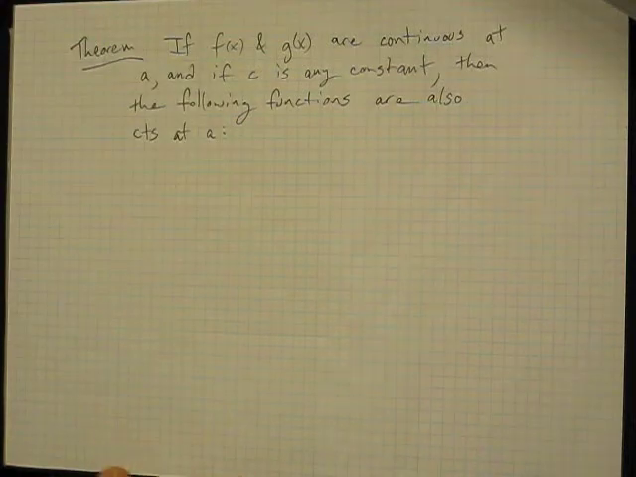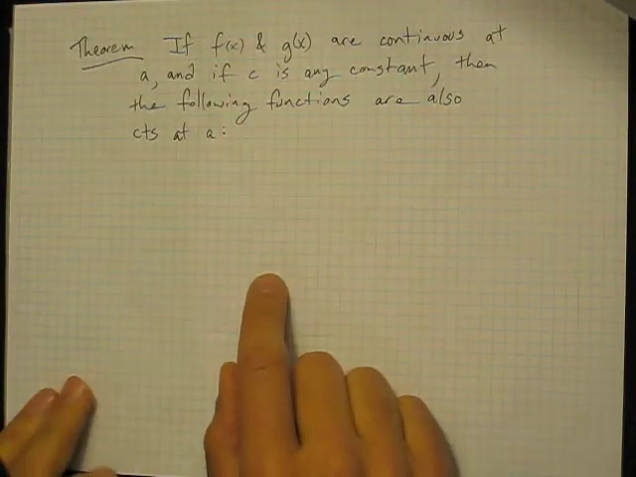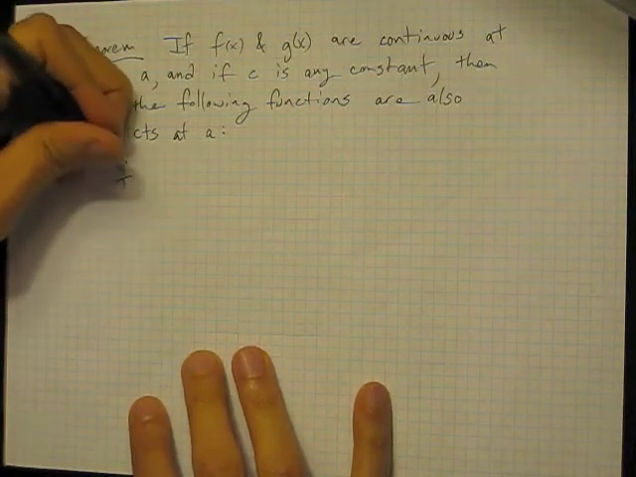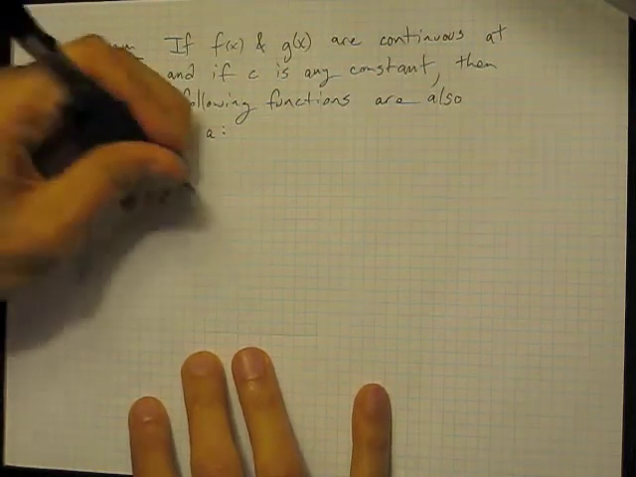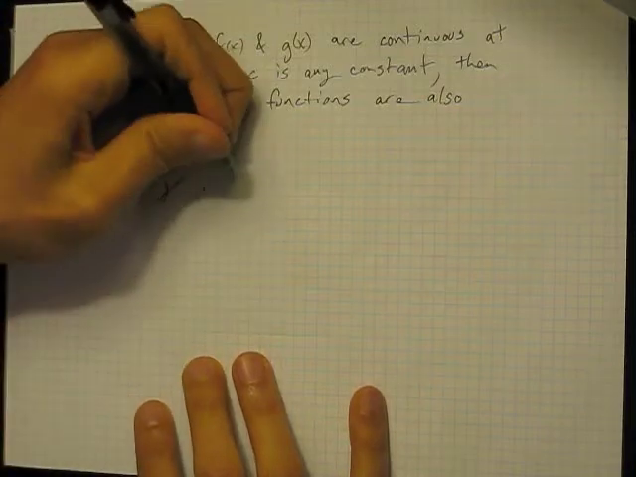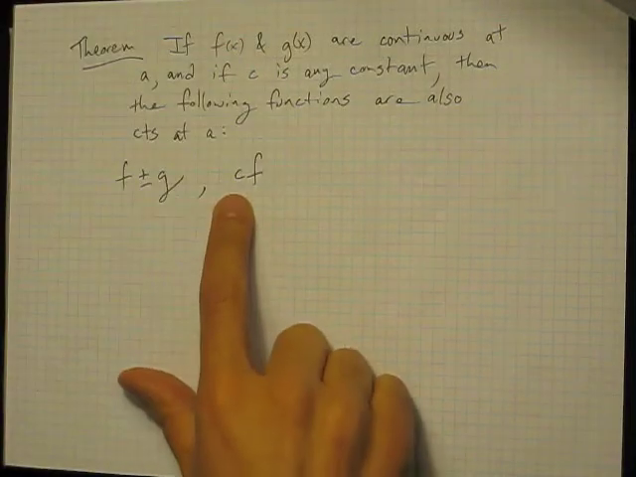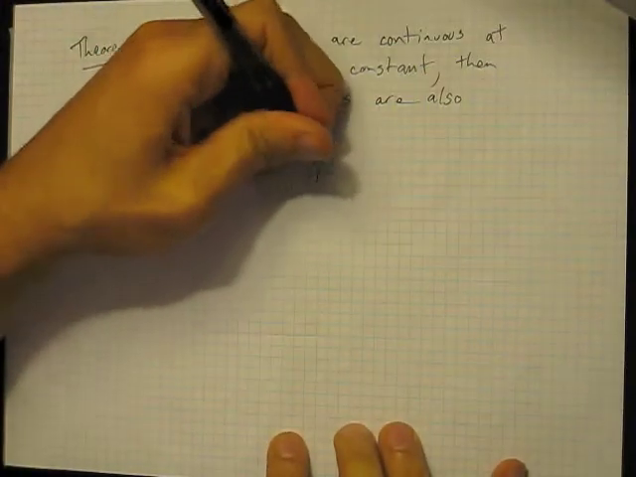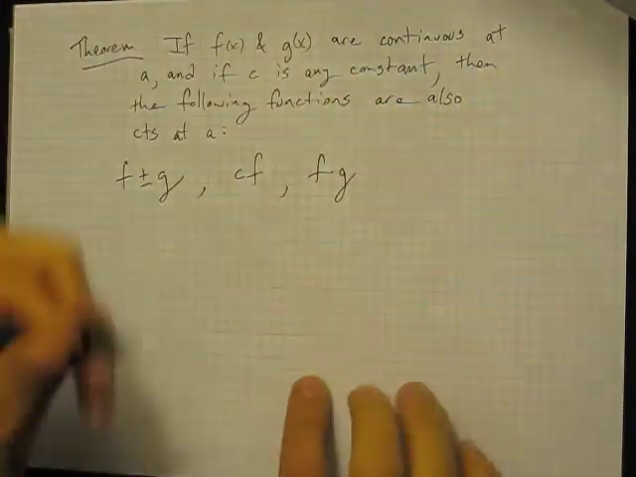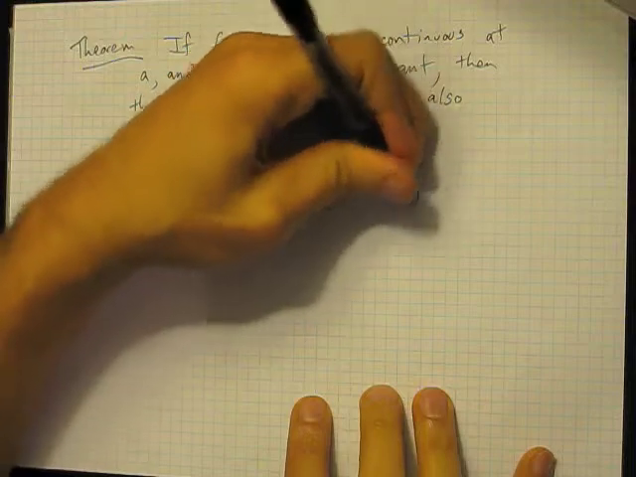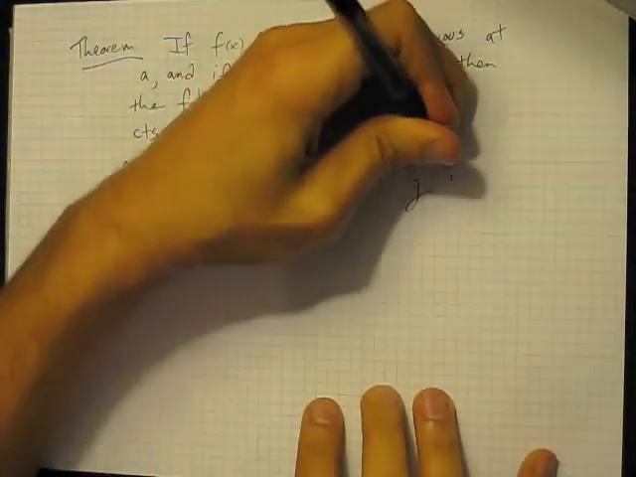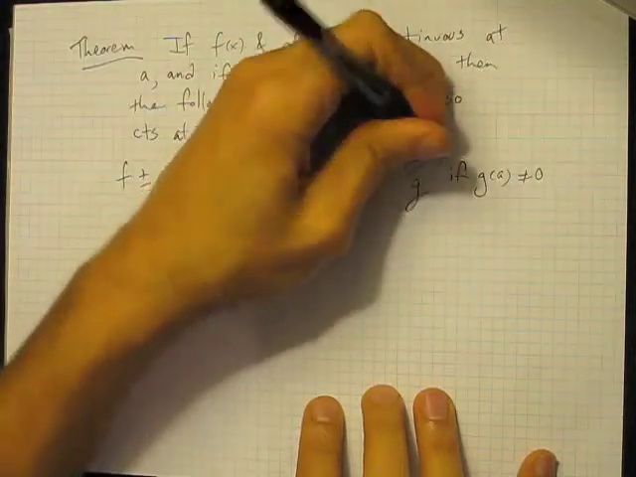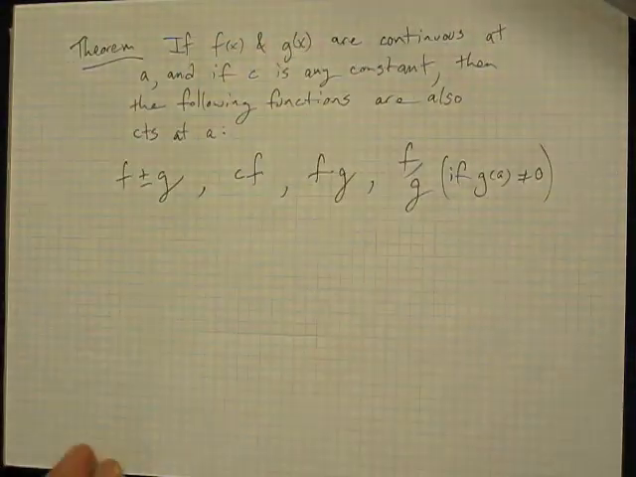All right. So if f and g are continuous and c is any number, then the following functions are also continuous at a. Here they are. So we can take f and g and sum them together, or take their difference. We can multiply either the function f or g by the constant c. We can multiply f and g together. We can divide f by g. This last one is as long as g of a is not equal to 0. Just can't divide by 0.